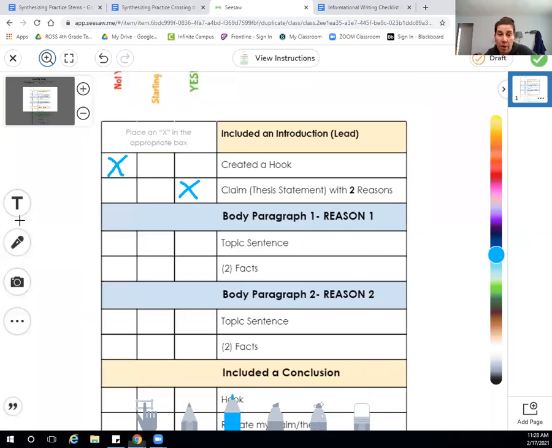So I'm going to go back to my checklist. Yes, I have a topic sentence, and I have more than 2 facts. I have 3. So I'm just going to put a 3 there because I am definitely doing that. So you can kind of see what's going on here.